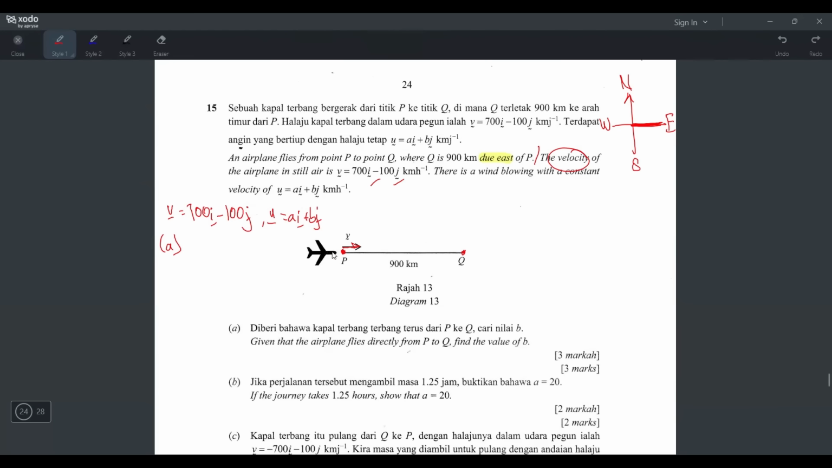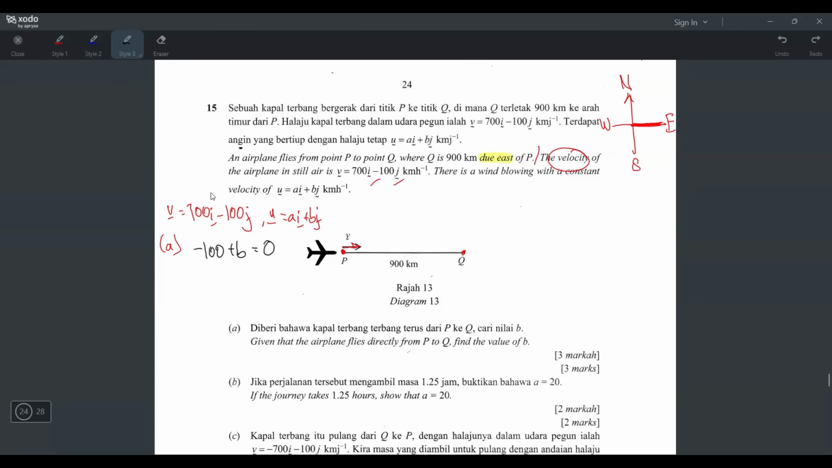That means this aeroplane will fly in a horizontal line, so your J should be 0. Because we all know when we write coordinate vectors, I is for the left-right movement and J is for the up-down movement. So for the J, it should be 0 after you add them. That means when you do negative 100 plus B, it should be 0.